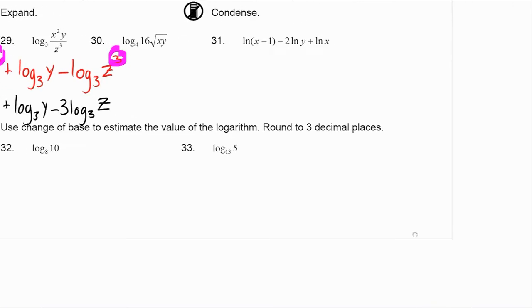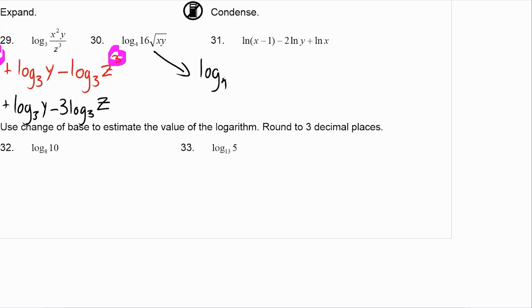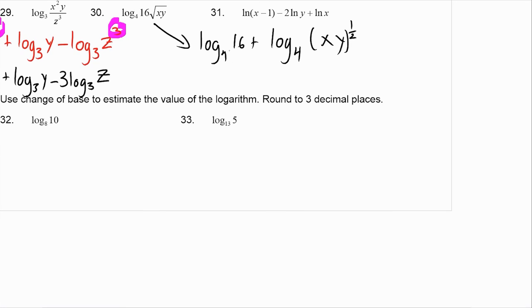And that's my answer expanded. Now 30 on the other hand, I'm going to actually go into the condensed spot for 31, but we'll go over 31 in a little bit. So I'm going to rewrite this as log base 4 of 16 plus log base 4 of square root of xy. Now, I can rewrite this square root some other way. I can actually rewrite it as to the 1/2. So log base 4 of 16 is going to give me 2.